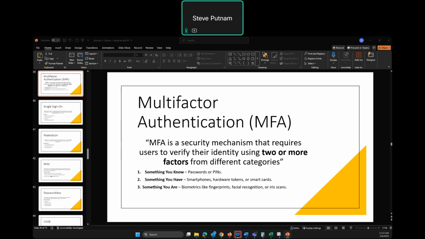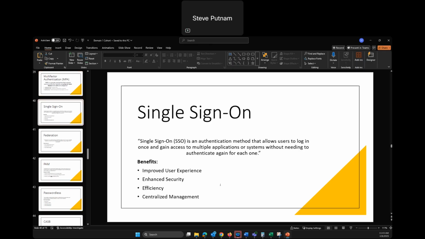So I'm sure you've all heard this, something you know, like a password or a PIN, something you have, a piece of hardware like a smart card or a smartphone or even a hardware token, and something you are, which is your fingerprints, facial recognition, any biometrics. Okay, so the purpose of it is it enhances security by adding additional layers of verification beyond just a password. So it reduces the risk of unauthorized access, even if your password's compromised, for example.